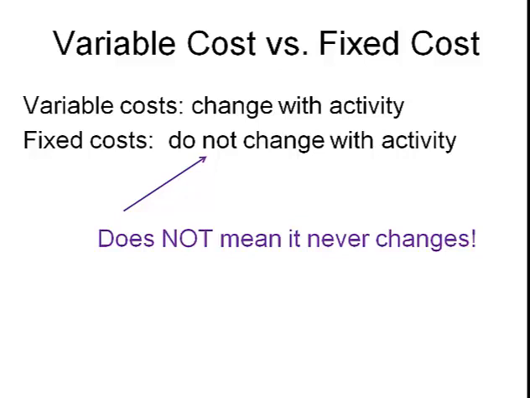Fixed costs do not change with activity. So for instance, the rent on the factory. If you make more units, doesn't matter. If you make fewer units, doesn't matter. The rent is the same amount to the landlord.